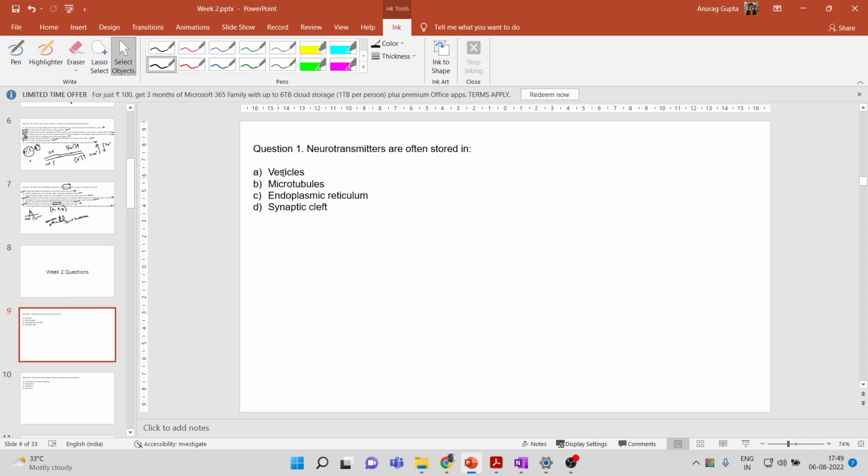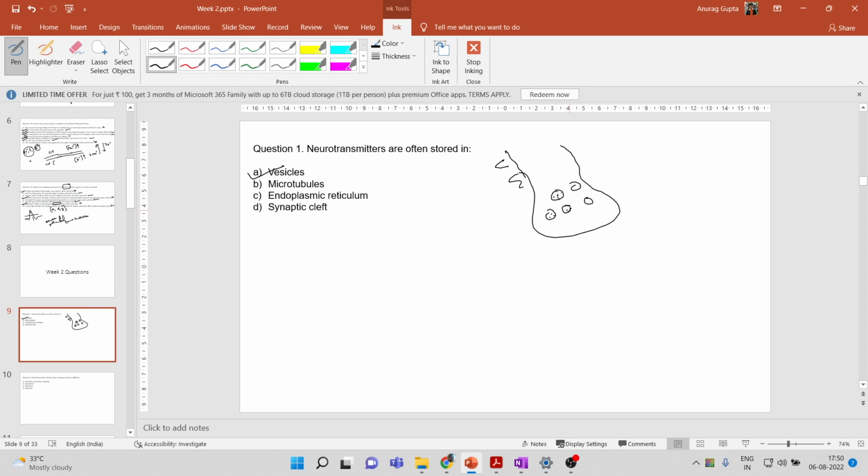Yeah, that's the correct answer. Neurotransmitters are often stored in vesicles. If you recall, this is the axon terminal. An action potential travels down towards the axon terminal, and here we have vesicles which store neurotransmitters.